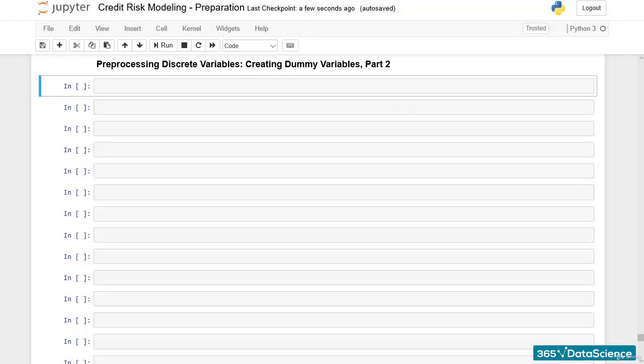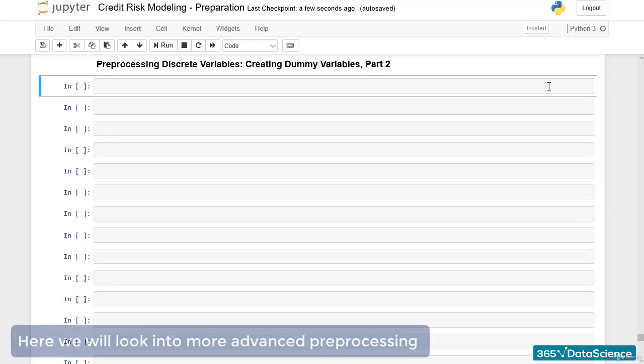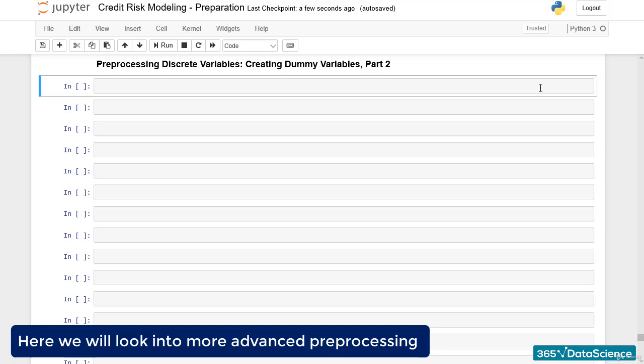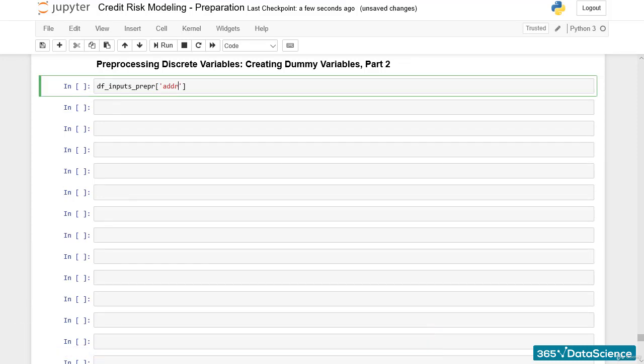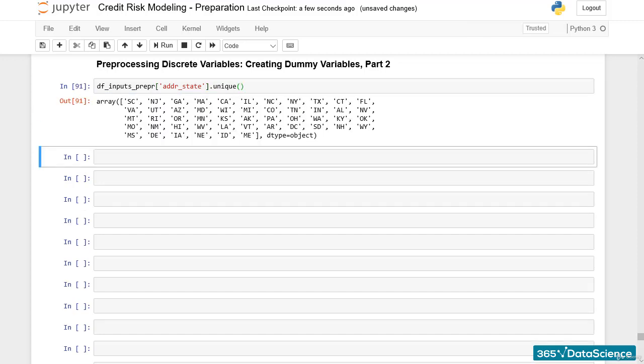Hi, and welcome back. In our last lecture, we pre-processed several discrete variables for the PD model. Here we will look into more advanced ones. How about the state of the borrower? This information is contained in the address_state variable. There are dozens of states, so you can imagine how this task will be much more challenging.